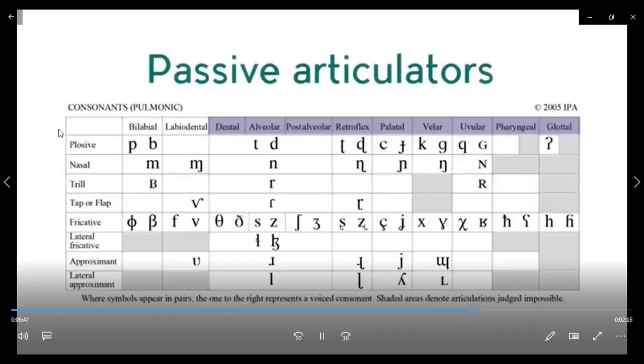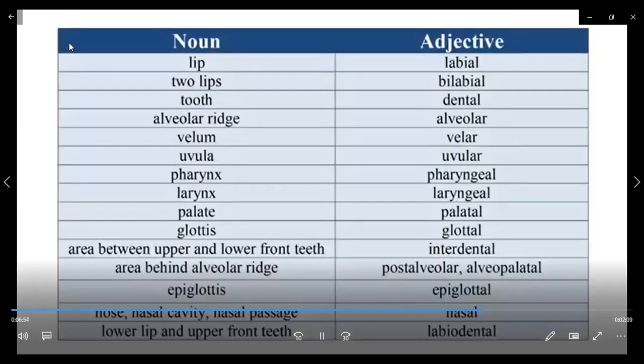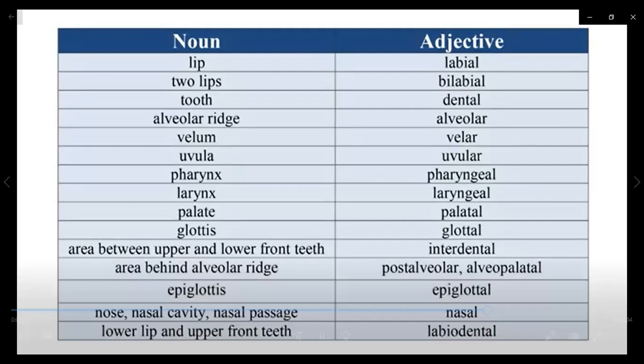So just to take a nice break, you see all these words on top, which look like adjectives. I have prepared a list of the different articulators and the adjective that goes with each. For example, if a sound is produced or articulated using the lip, it's labial. If it's two lips, bilabial. If it's tooth, it's dental, and so on and so forth, right?